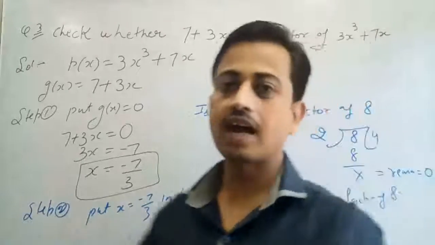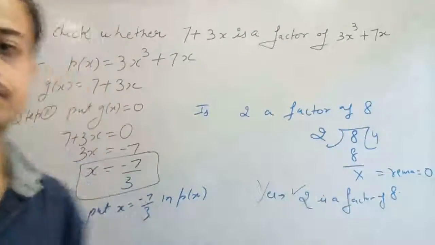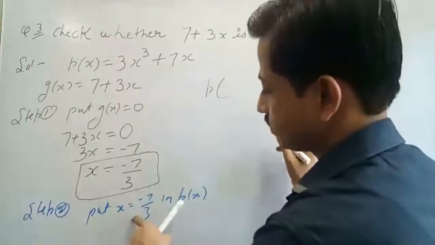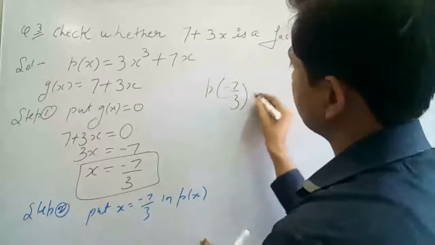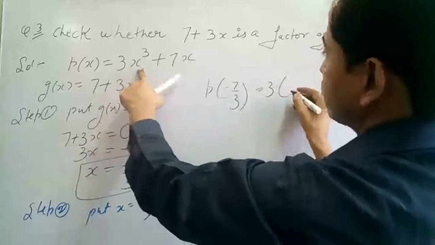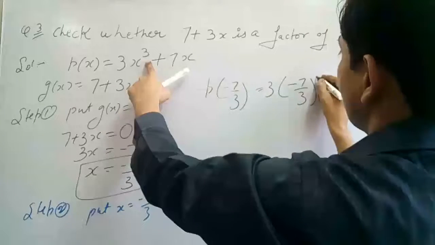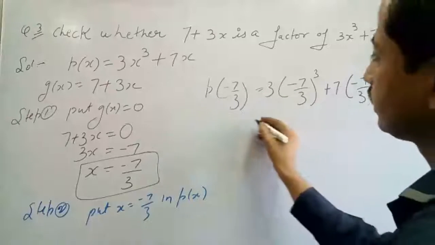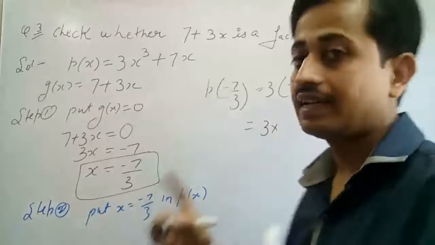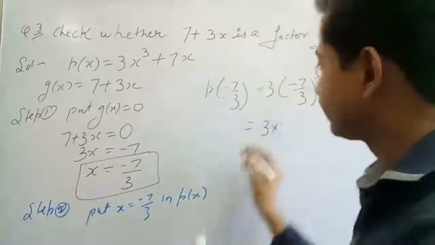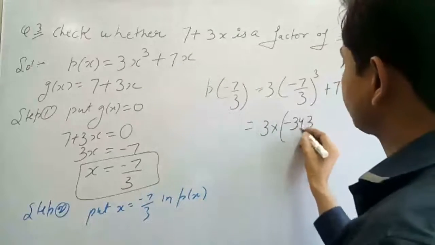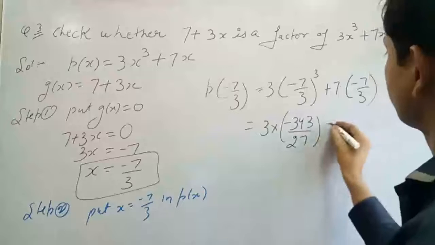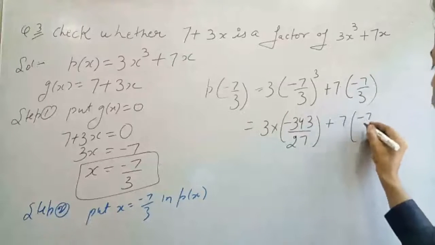So please make a note first, and I am going to rub this concept. Now solve this. P of x is what? Minus 7 by 3. Now put it here. 3 times minus 7 by 3 whole cube plus 7 into x is what? Minus 7 by 3. Now solve this. 3 into minus 7 into minus 7 into minus 7, you get minus 343 divided by 3 into 3 into 3, 27, plus 7 into negative 7 by 3.